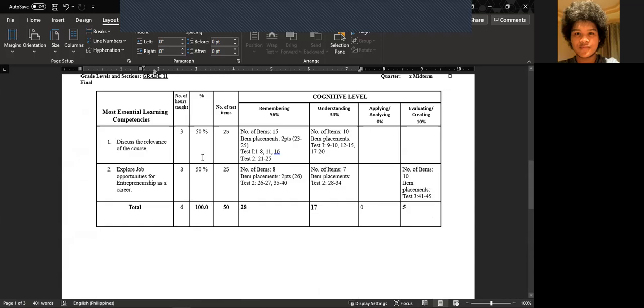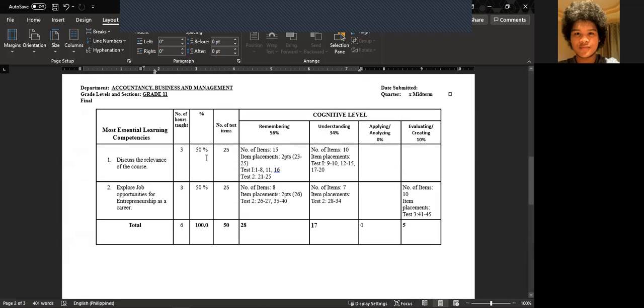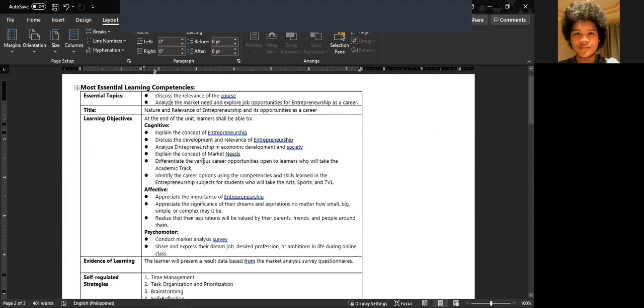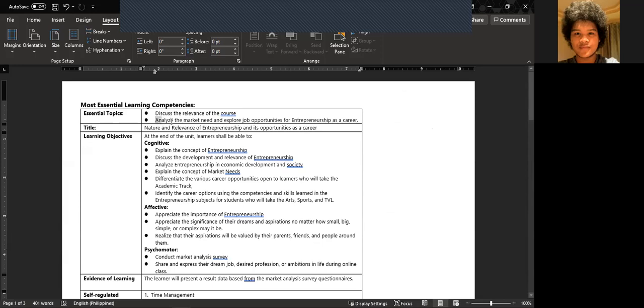Okay? Now, let's say we want to evaluate and create. Let's say specifically evaluate. And here, we would like to tackle, analyze the market need and explore job opportunities for entrepreneurship as a career. Okay, take a note of that. It is one of the essential topics.